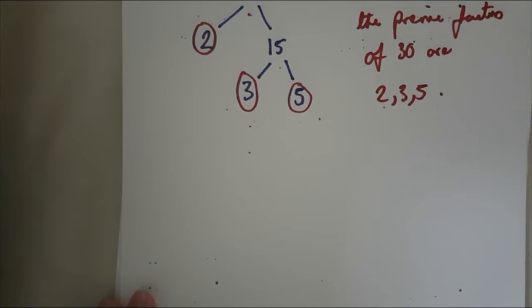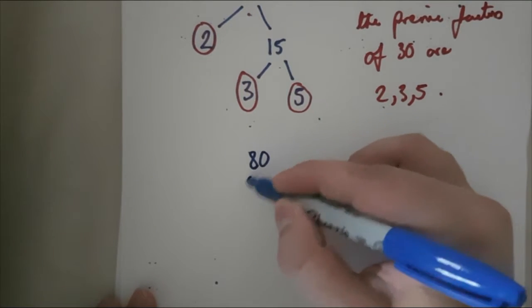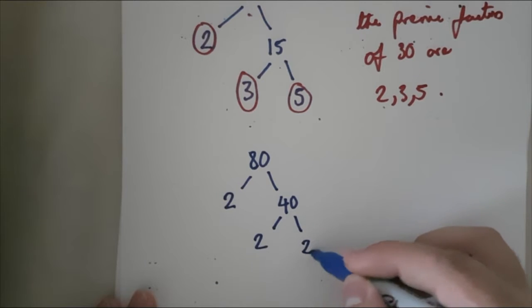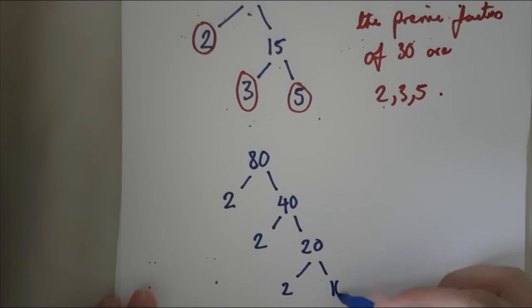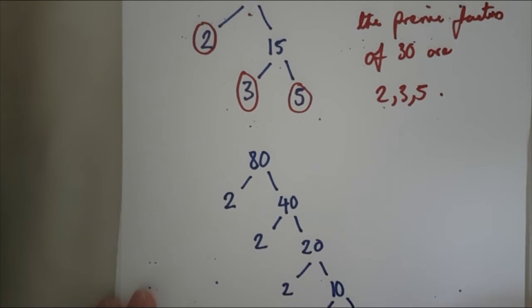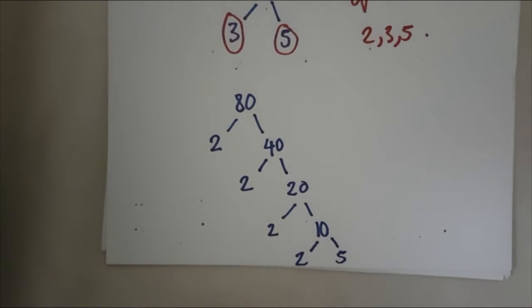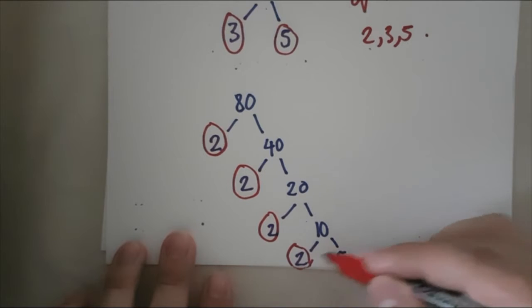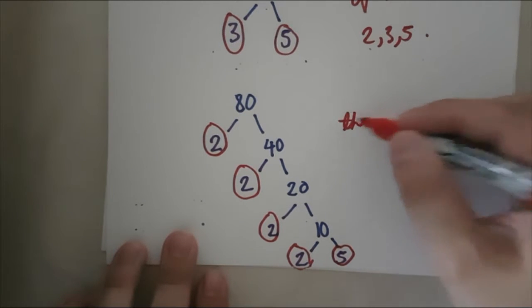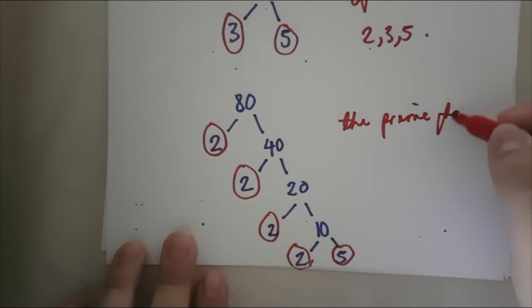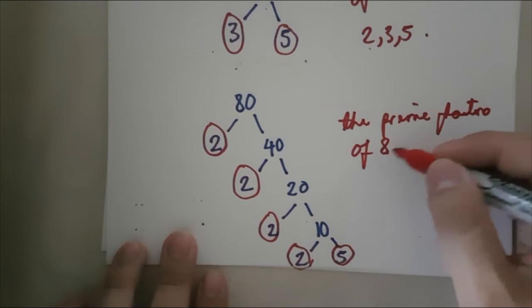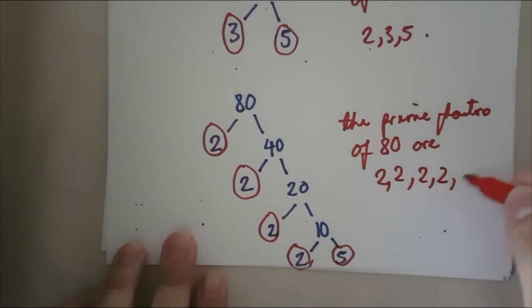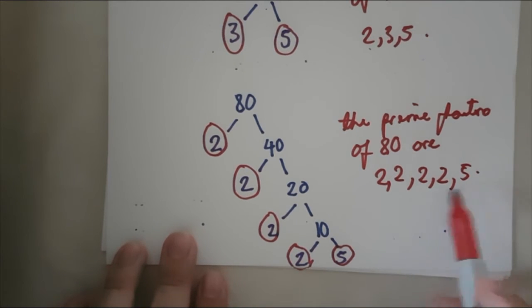Let's try 80. If we try 80, we can divide by 2, gives us 40. We can divide by 2 again, that gives us 20. We can divide by 2 again, that gives us 10. Divide by 2 again, that gives us 5. 5 can't be simplified any further. So we're finished. We just circle the numbers, and we say the prime factors of 80 are 2, 2, 2, 2, and 5. Because if we multiply all these numbers together, we get 80.